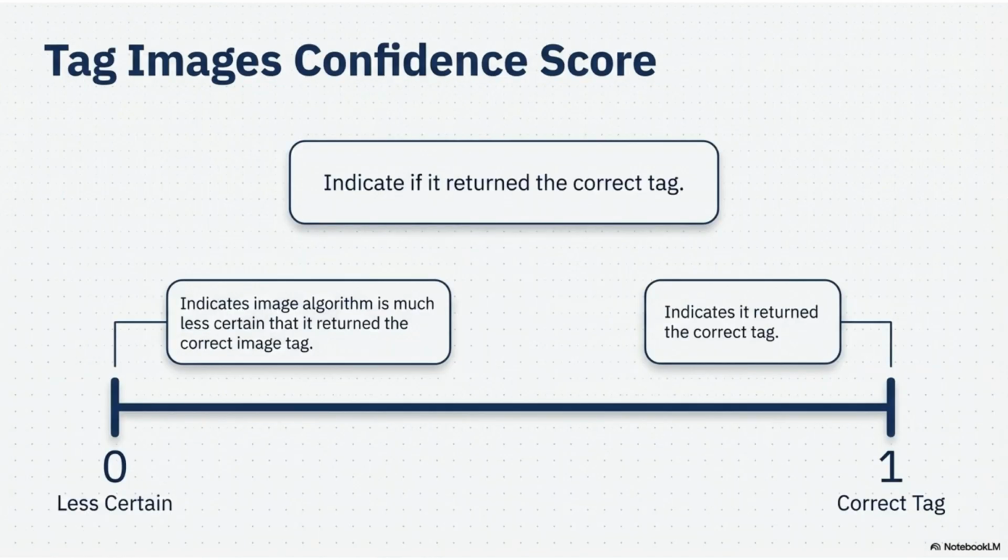So here we also have the tag images confidence score. But how accurate are these tags, right? That's where the confidence score comes in. Each tag is assigned a value between 0 and 1. Closer to 1, it has a high confidence, and closer to 0, it has a low confidence. This helps you decide whether to trust the results or not.